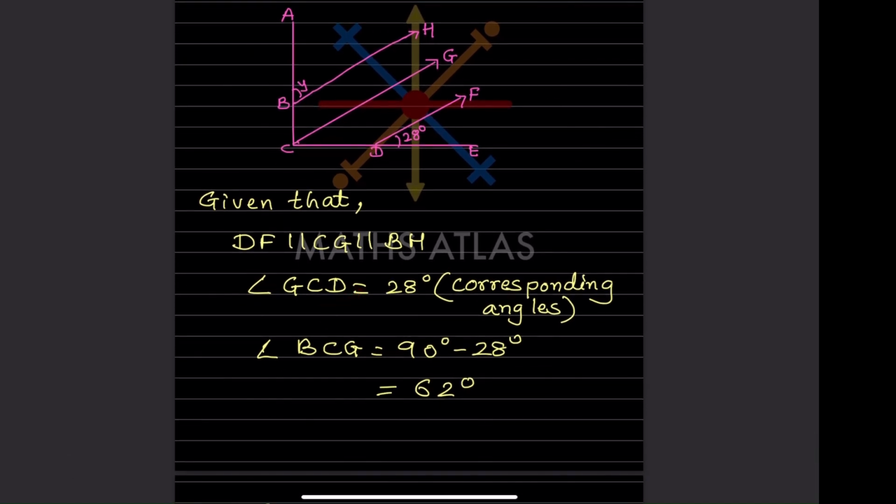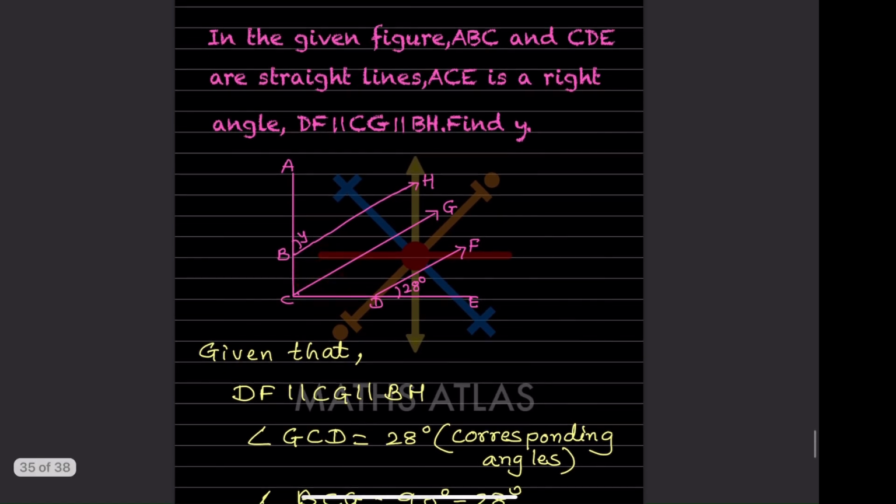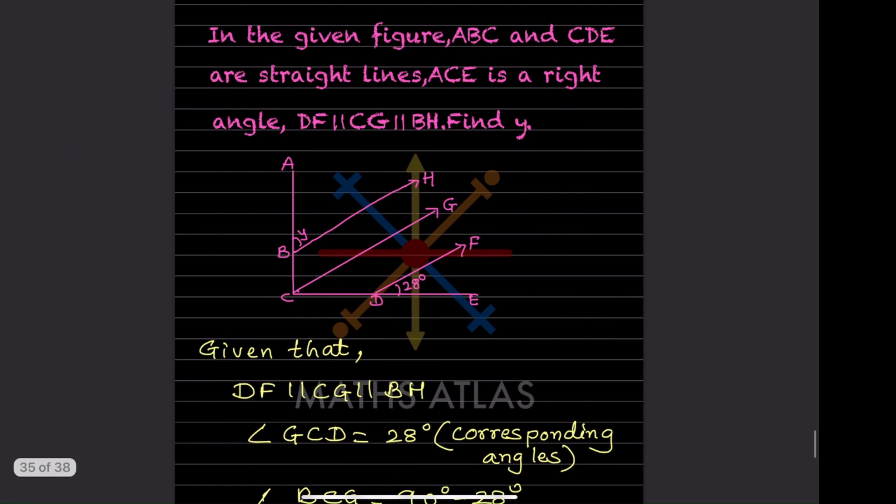Now we will see for this angle first, that is BC and G, this angle. So since now this is 28 and this whole part is given, that is 90 degrees. So what will you do? 90 minus 28. So here, BCG is 90 minus 28, that is 62. So we got this angle as 62. This is 28. So because it's given over here that ACE, this whole angle, is 90 degrees.